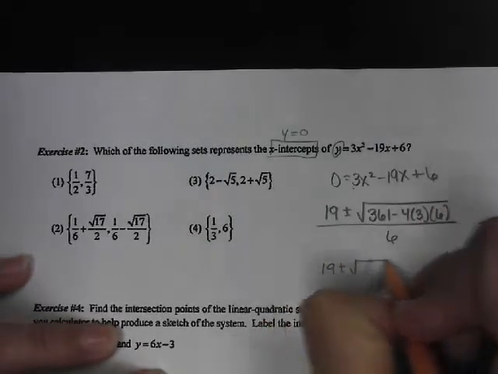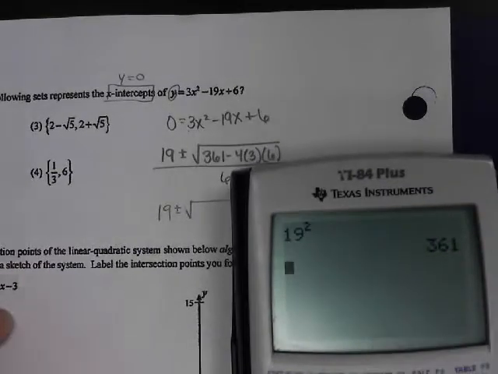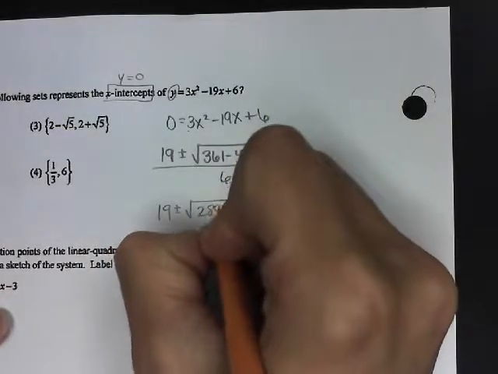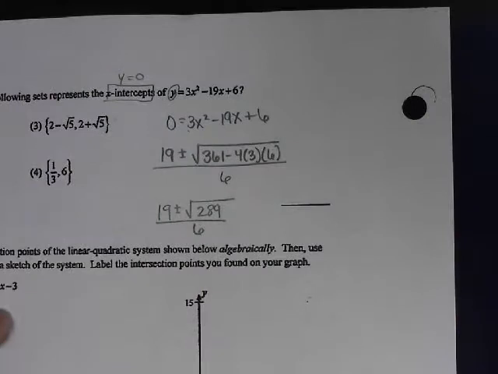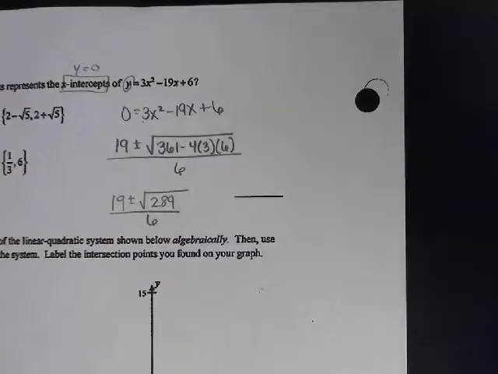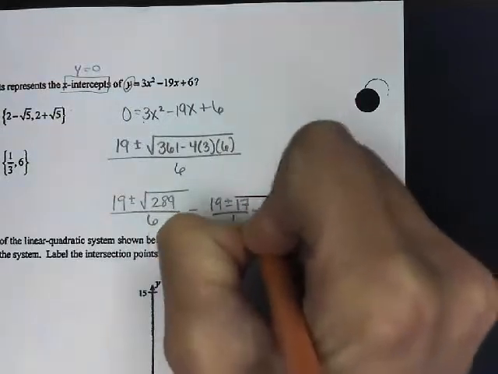So 19 plus or minus the square root. I'm going to get my discriminant here. That's 361 minus 4 times 3 times 6. 289 is my discriminant. And the square root of 289, I think I might know. I don't think that breaks down. I think it's just 17. So it's 19 plus or minus 17 all over 6.